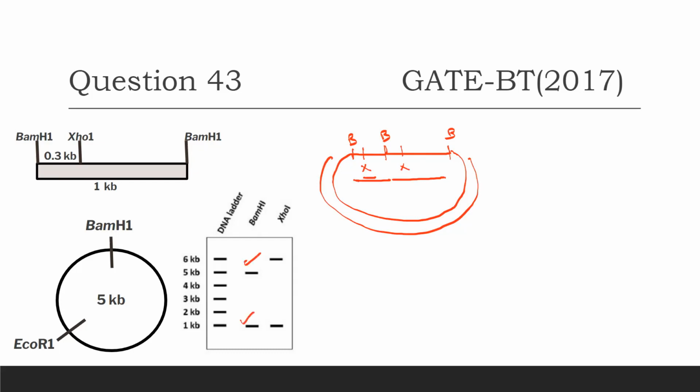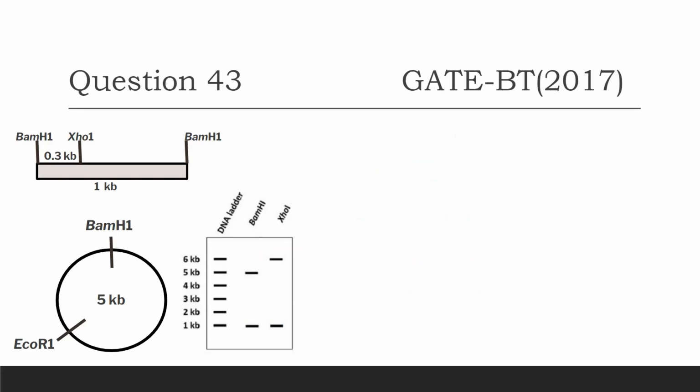When you cut it with EcoRI, what you get is a 5 kb fragment plus, since the cut is here, a 0.3 addition on one side and a 0.7 addition on the other side. So 5 plus 0.3 plus 0.7 will give you a 6 kb fragment. And what will be remaining is again 0.3 plus 0.7, giving you 1 kb. So you observe that you get a 6 kb fragment and a 1 kb fragment. So this is one of the correct answers.